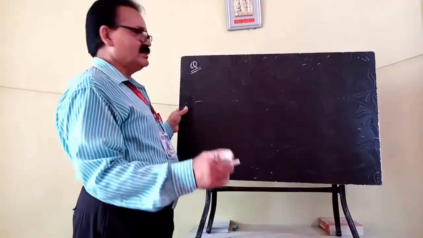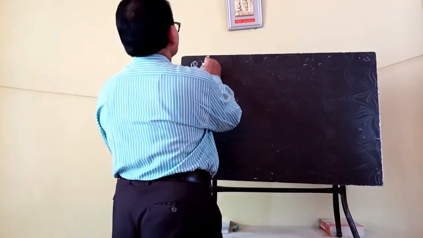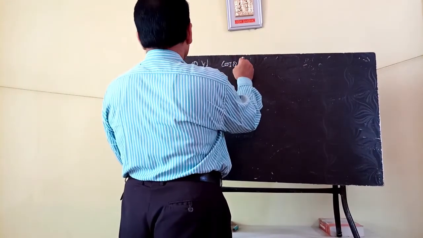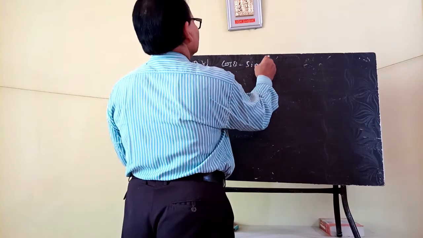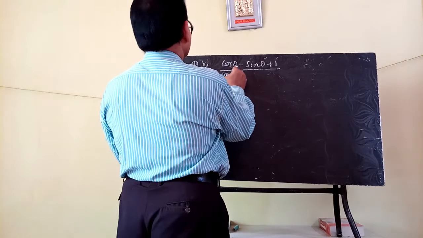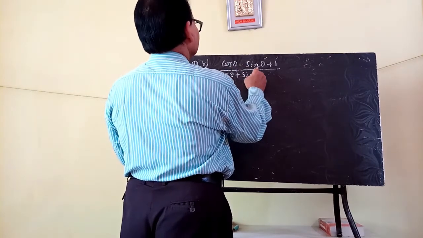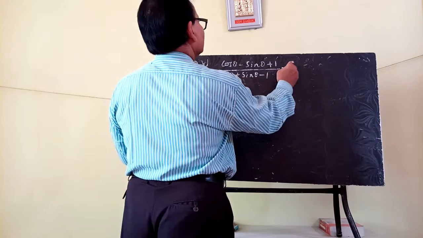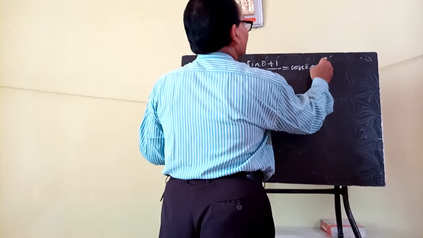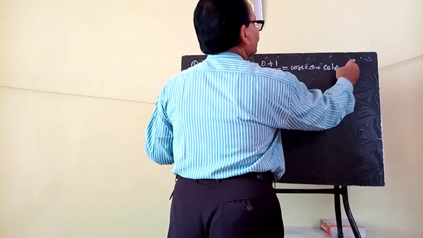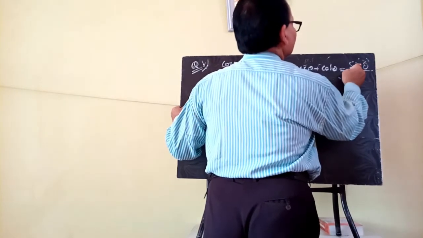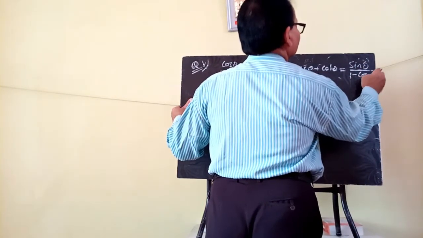So I have to remove this. For the next question, that is question number 5, you have to solve that: cos theta minus sin theta plus 1 by cos theta plus sin theta minus 1 equals cosec theta plus cot theta, which is equal to sin theta by 1 minus cos theta.